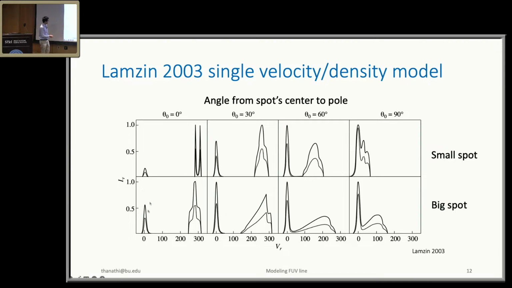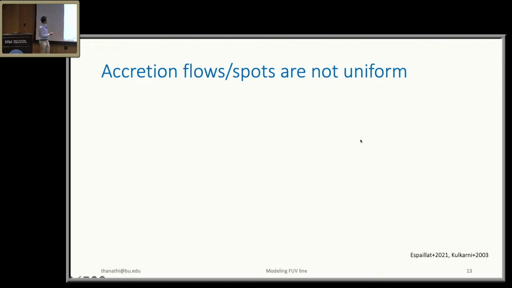And it does show the narrow component and broad component at different angles of the hotspot from the pole, and it's different if the spot is big or small. But I mean, it's hard to model this, so it doesn't look that much like the observation. Also, I think this one is pretty close.